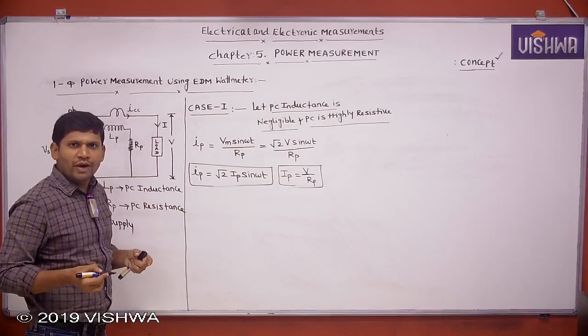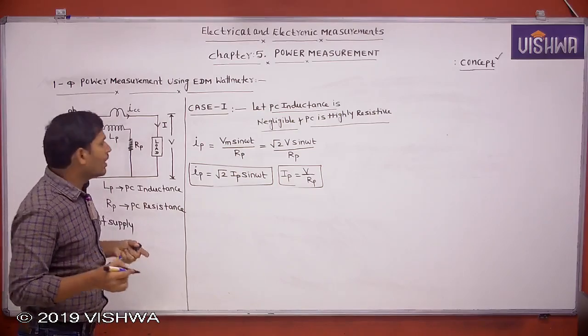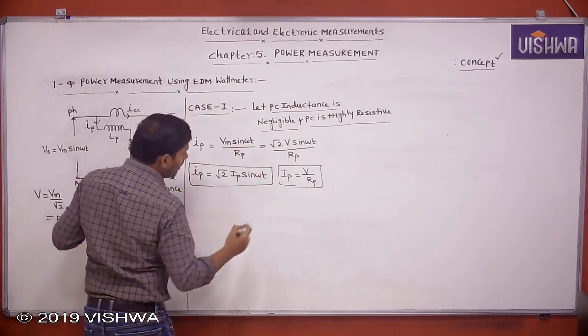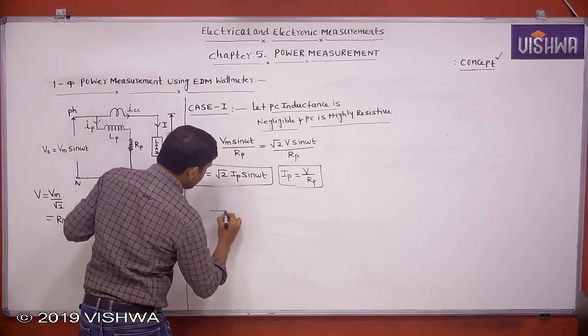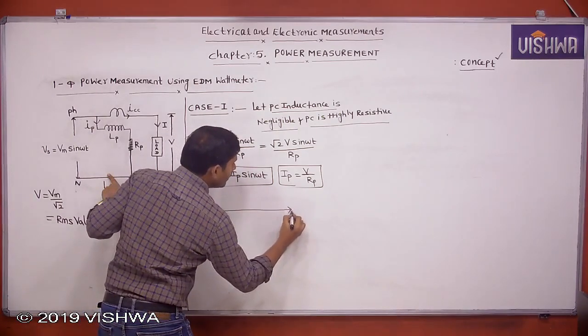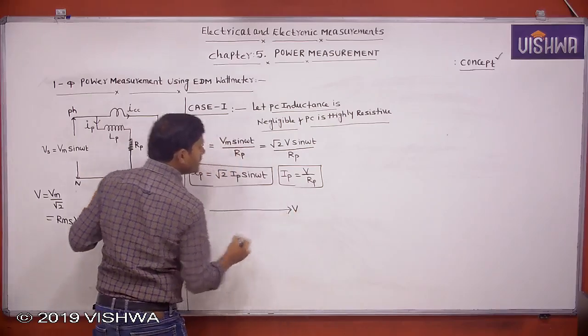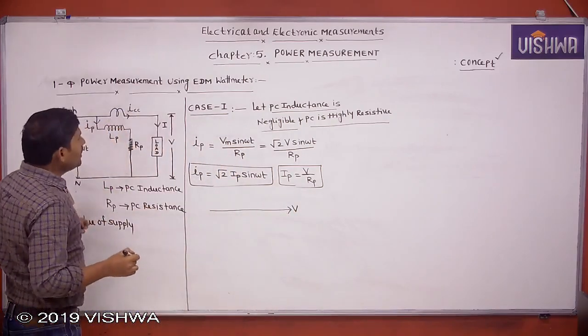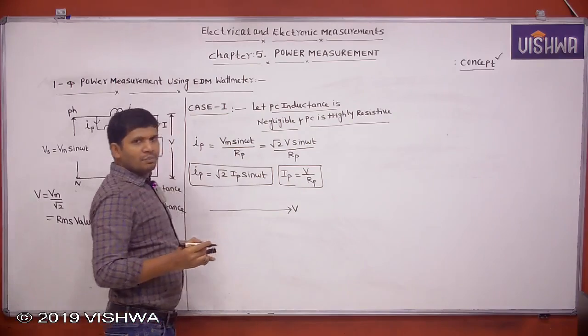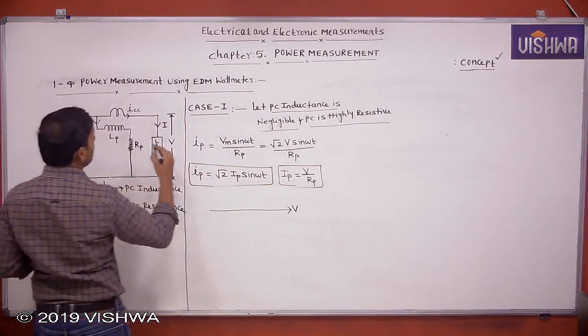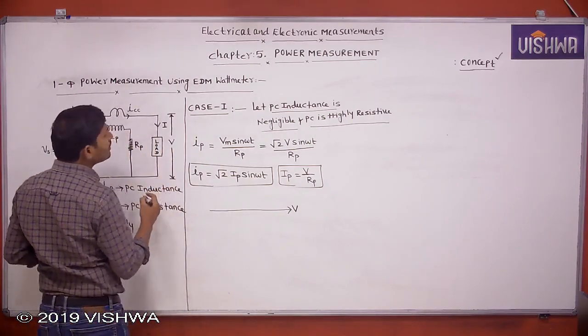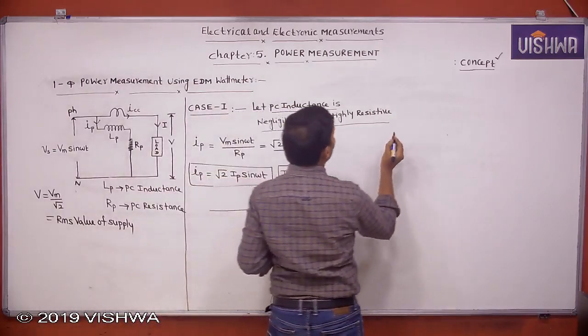Similarly, I want to find the current passing through the current coil. For that, let us consider the vector diagram. Let the reference be the supply voltage V, assuming lagging power factor loads. Assume that loads are lagging.